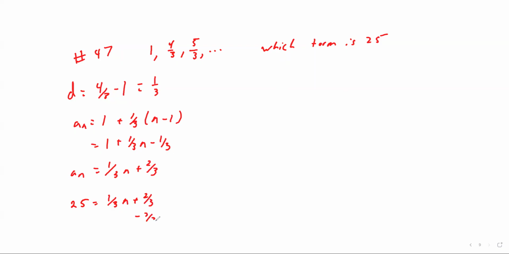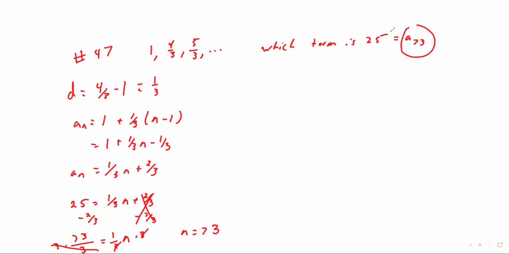So I'll start off by subtracting 2/3. And this will give me, let's see, 25 times 3 is 75 over 3, so that would give me 73 over 3 equals 1/3 n. To get rid of this 1/3, I can just multiply by 3, but then I have to do it over here, and it happens to get rid of it as well. So I see n is 73. So which term is 25? That would be n, or a(73). Again, a lot easier than adding a third over and over again.